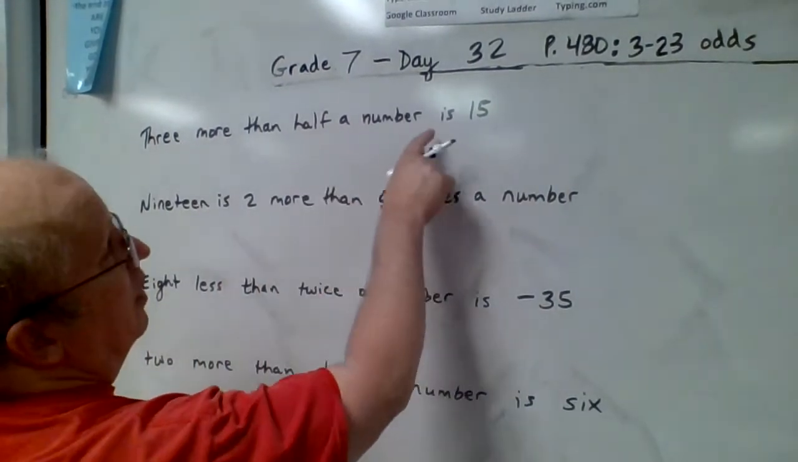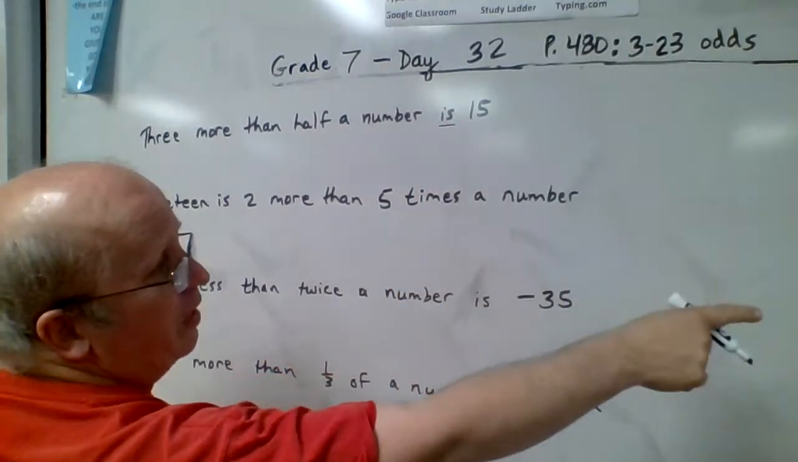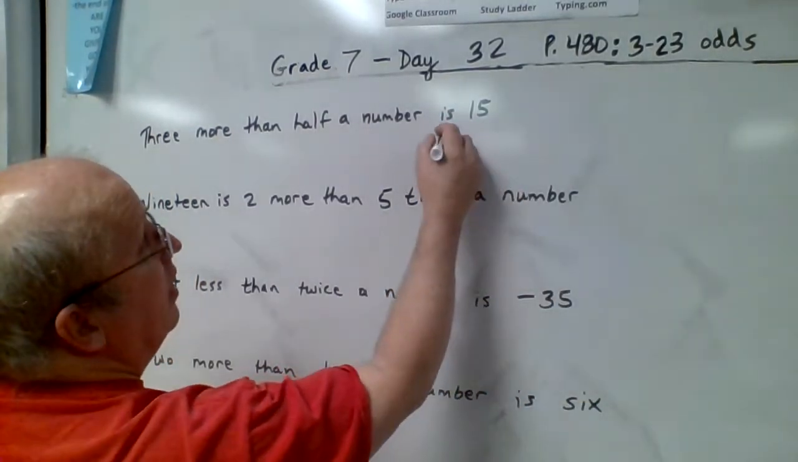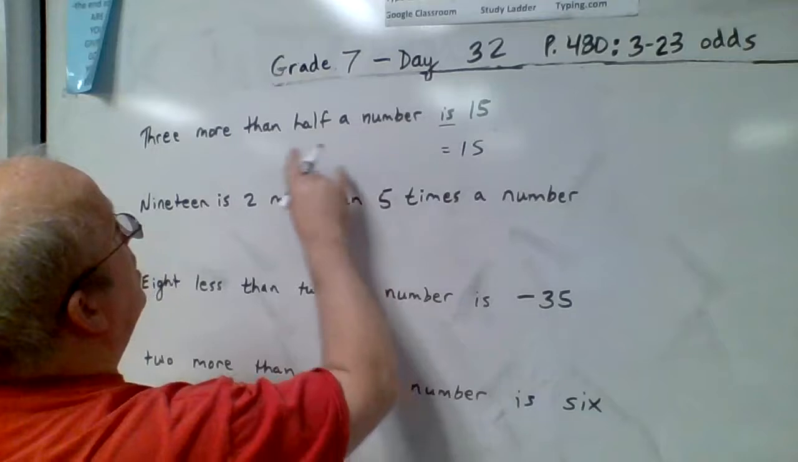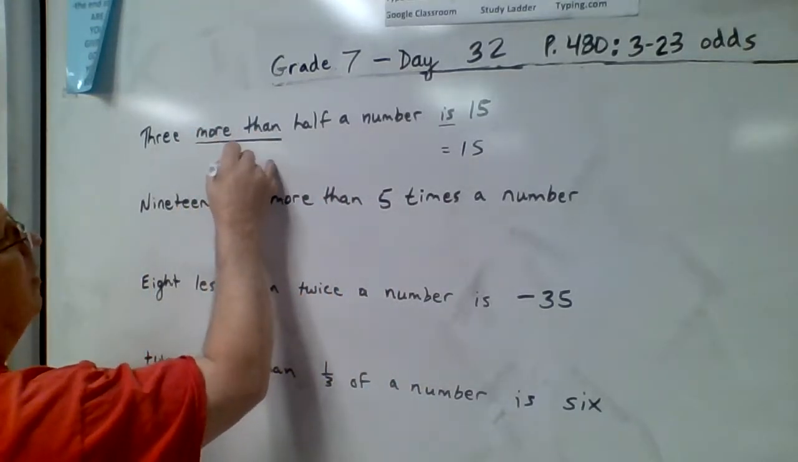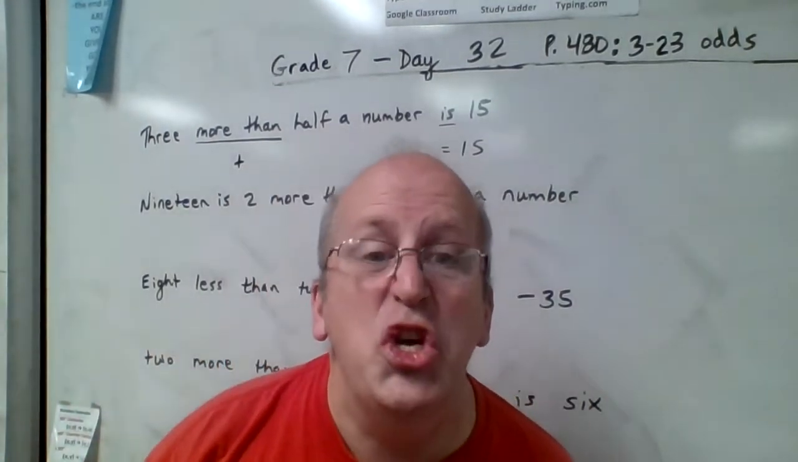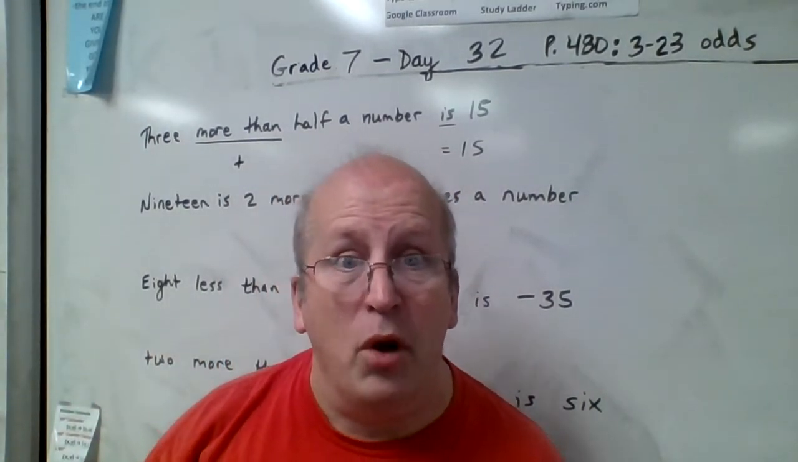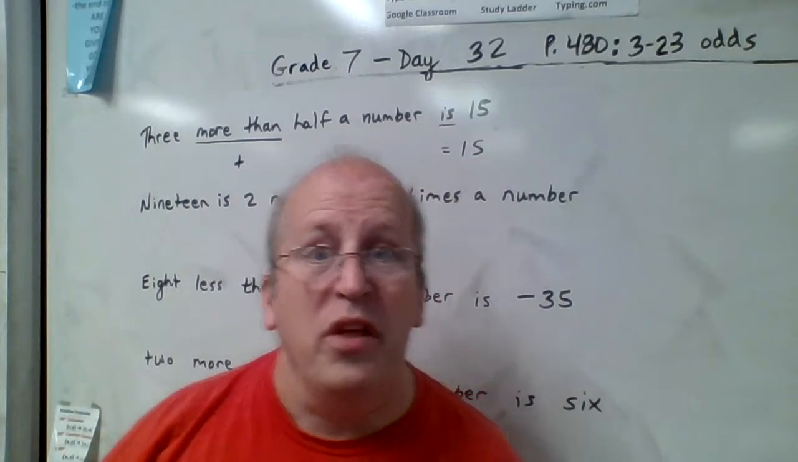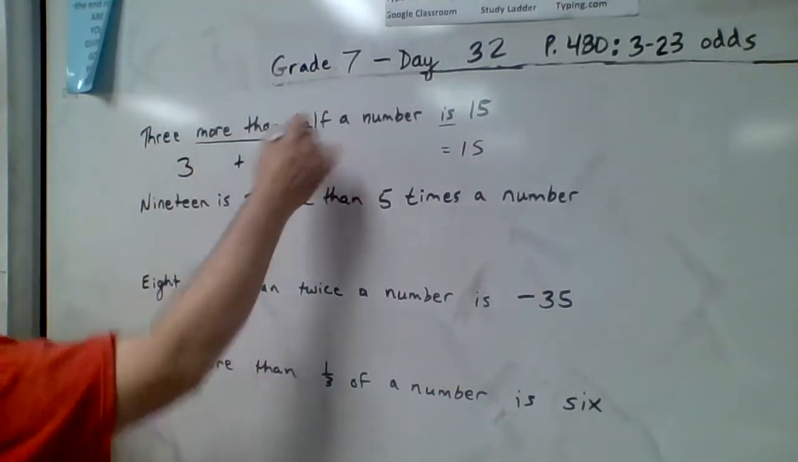Let's pick on some things, like right here, that word is. What's that? That's going to be our equal sign. Remember we just talked about that? Here's our equal sign. What about more than? Think about that phrase. That's a plus sign, isn't it? If somebody says to you, 6 more than 2, they're talking about the number 8, aren't they? 6 more than 2. So what we've got here is 3 plus something.